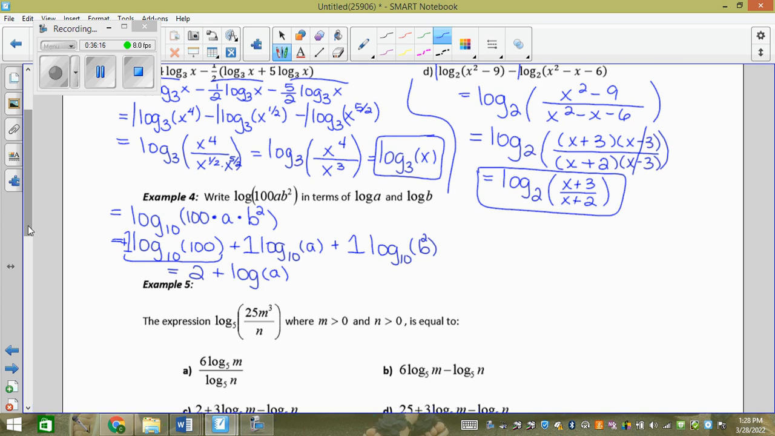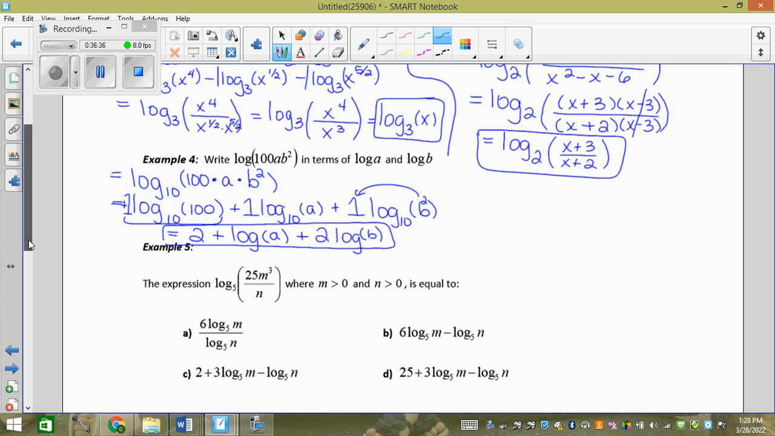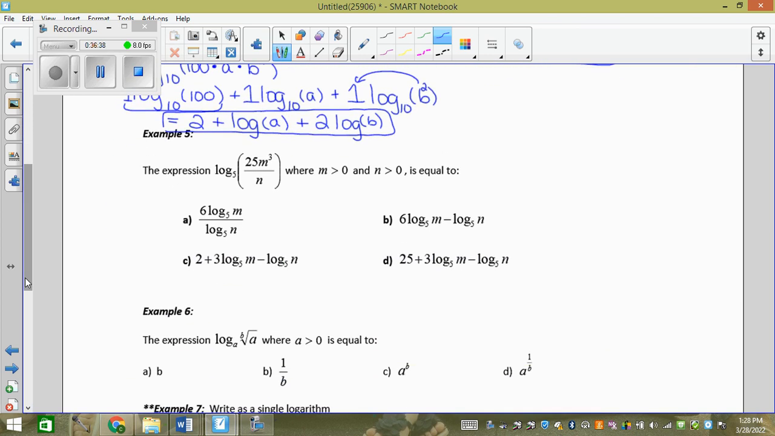And then this one, how could they write this one? 2 log base 10 of b, or they can just not write the base. They can make the 2 come in front and go 2 log b. I want you guys to try example 5 and example 6. See what you can do.